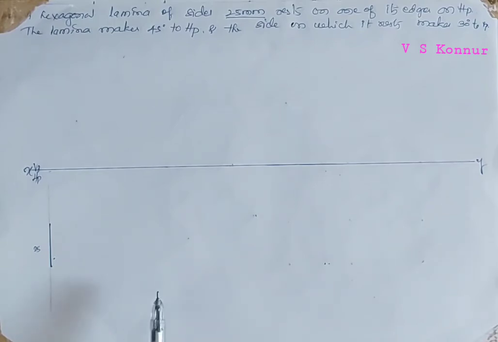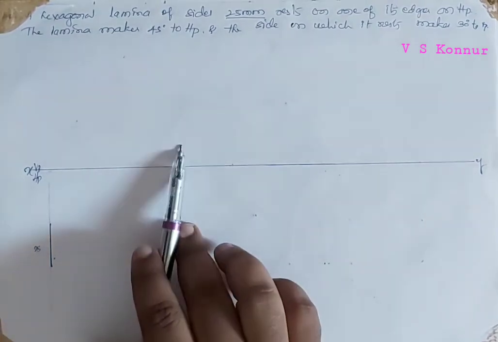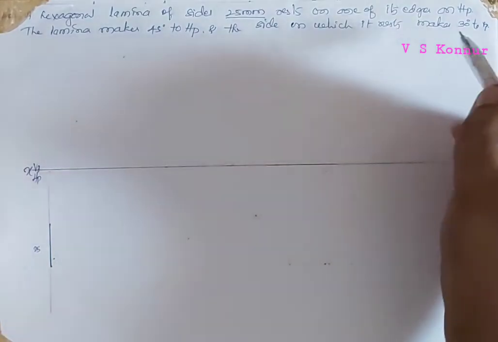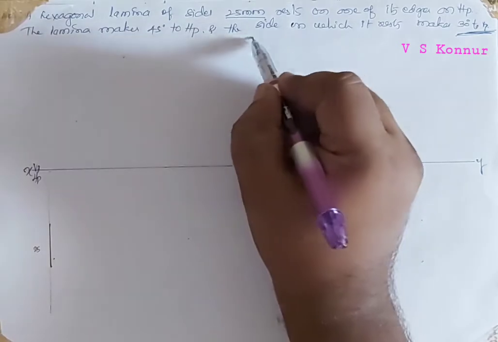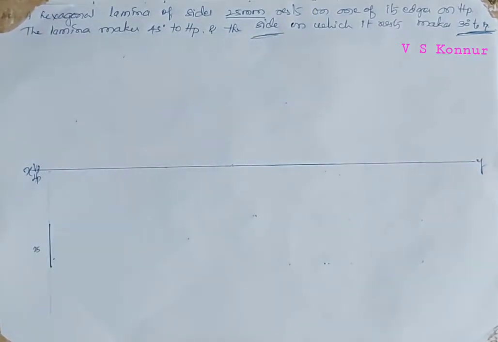to HP. The HP angle you have to take when it is resting on HP, and you have to draw it in VP. And the third, it makes an angle of 30 degrees to VP. The third position is where the side is inclined. Now we will construct a hexagon with 25 mm side.